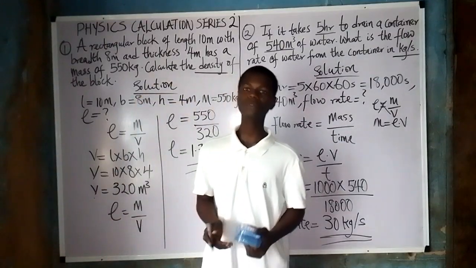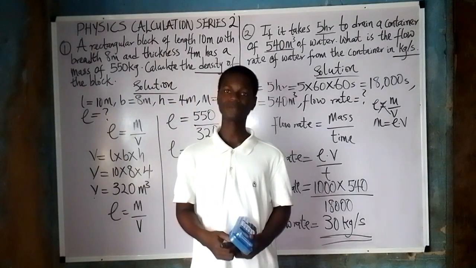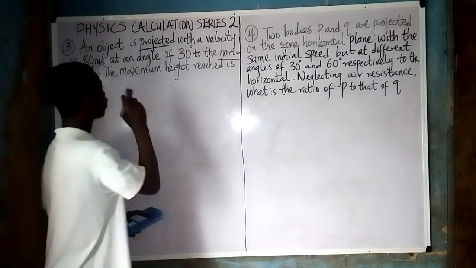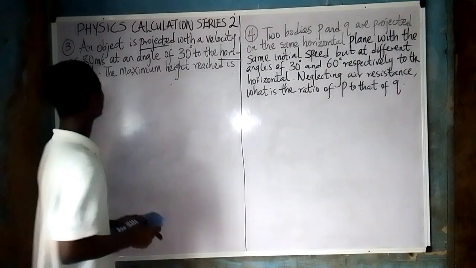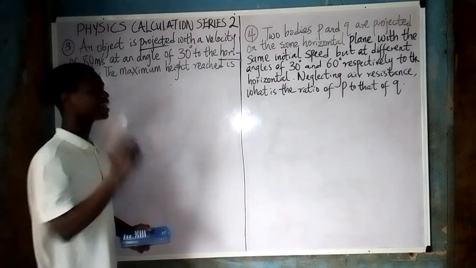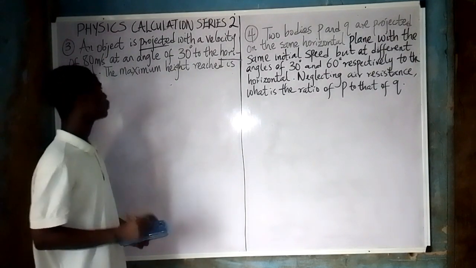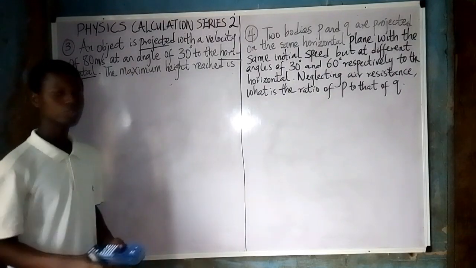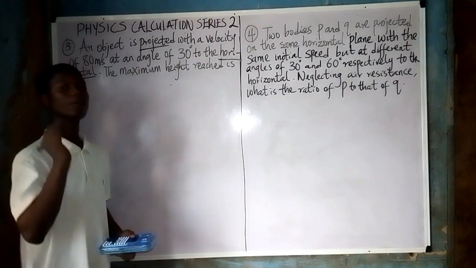So about now, we'll be getting to question 3. Alright, here is question 3. It reads, an object is projected with a velocity of 80 meters per second at an angle of 30 degrees to the horizontal. Now, the maximum height reached is, so in this question, we are asked to find maximum height.